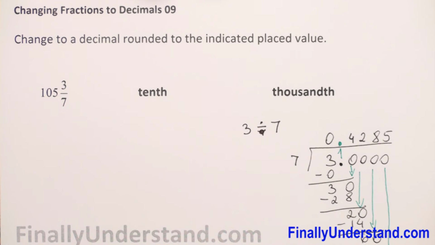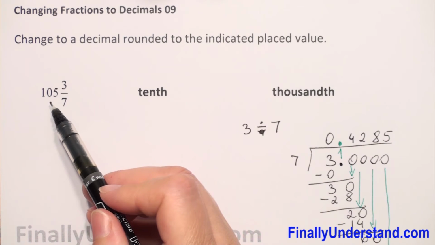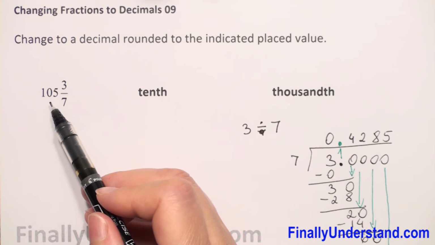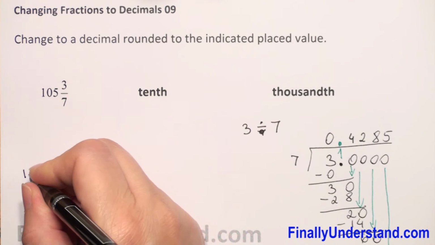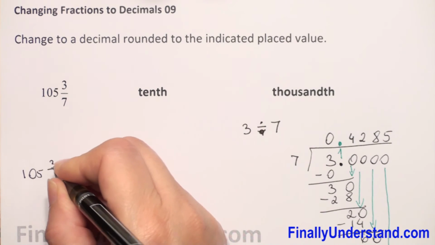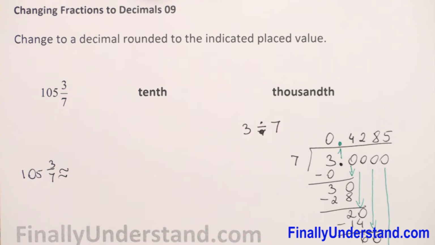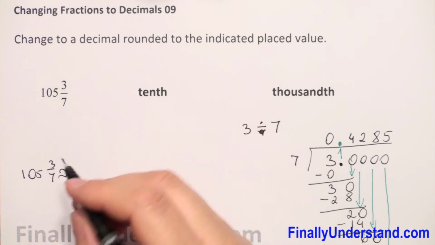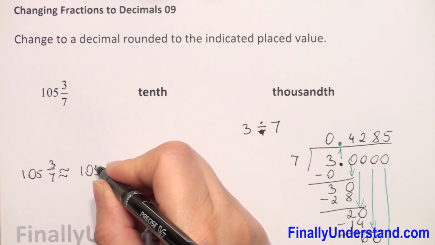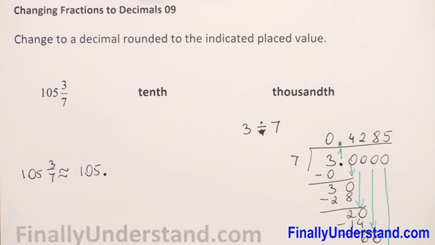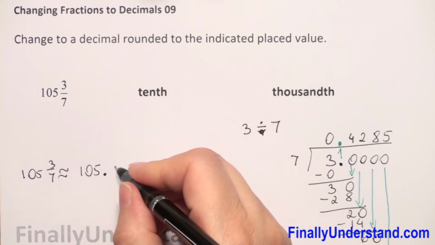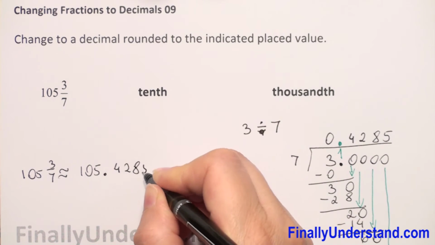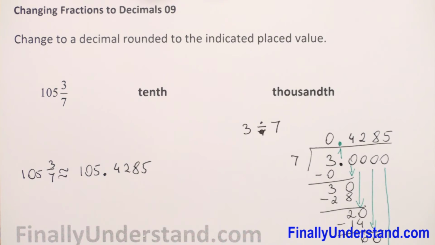What else? The whole number we were given, like I said before, we always copy. So we have 105, 3 over 7. This is approximately, because we didn't finish long division. So we have the approximately symbol. The whole number we copy, decimal point, and after the decimal point what do we have? 4285.